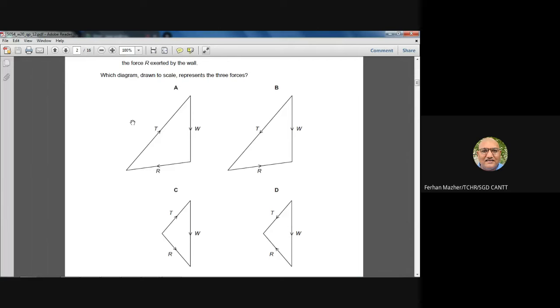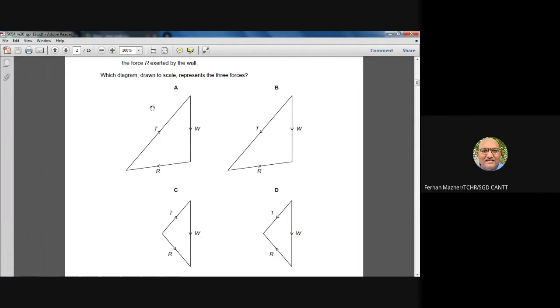The head and tail rule says that when you want to add three forces, you take the first vector. On the head of the first vector, you put the tail of the second vector, and on the head of the second vector, you put the tail of the third vector. Because the resultant is zero, they should make a closed figure, and the head of the last vector should be on the tail of the first vector.